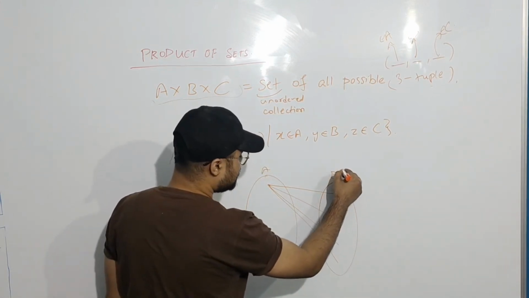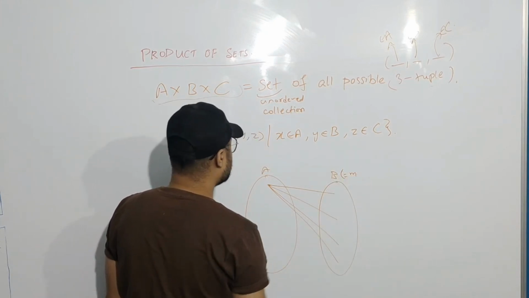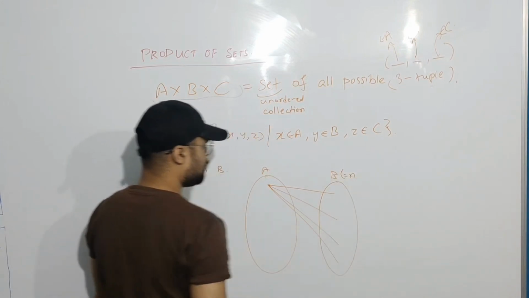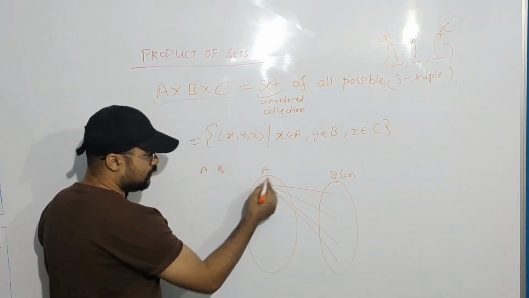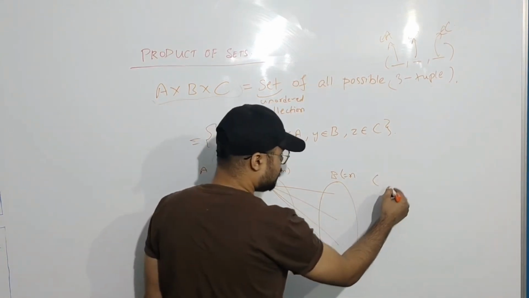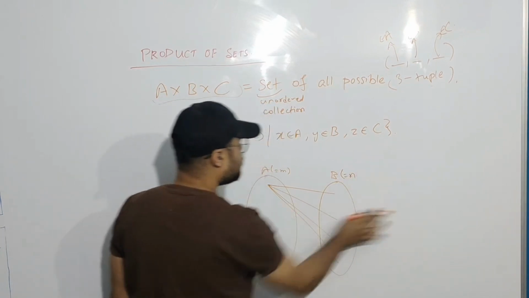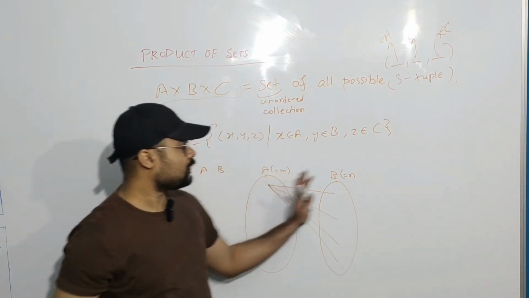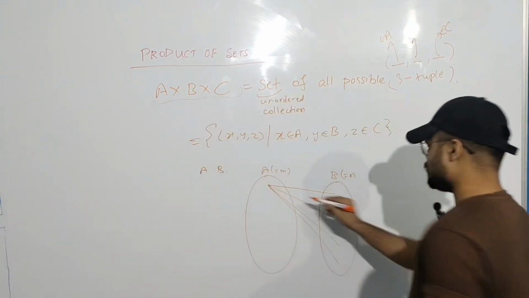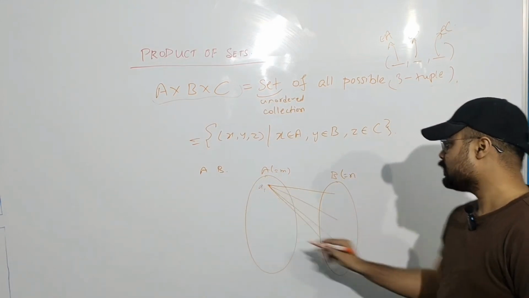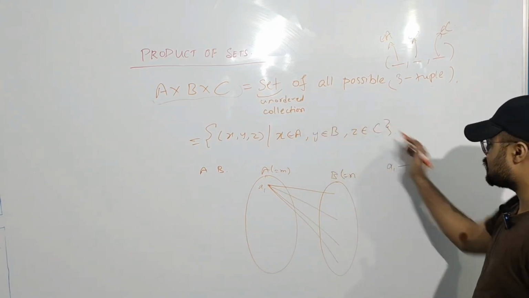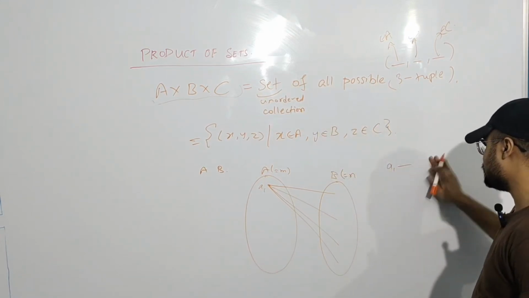So let's say set B has n elements, and A has m elements. Then for every element of A in the set of all ordered pairs, each element of A is adding n elements. Okay, each element of A is adding n elements. So this is your first element, let's say A1. So A1 is adding n elements to the set of ordered pairs. M elements, sorry.